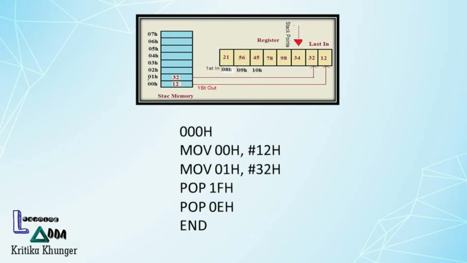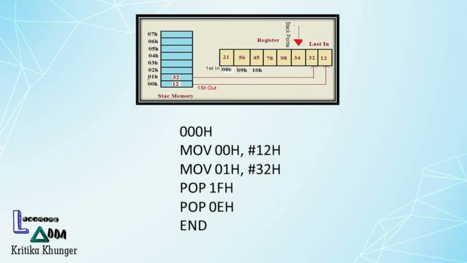Now we have started our stack pointer at 00H again. We have the instruction MOV 00H, #12H. Now we are moving 12H, 8-bit data, to 00H, and in the next instruction we are moving 32, 8-bit data, to 01H. Here we are decrementing from 1FH. Now we decrement it to 1FH.